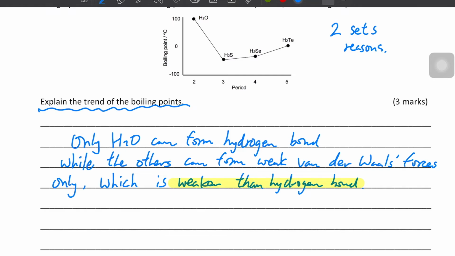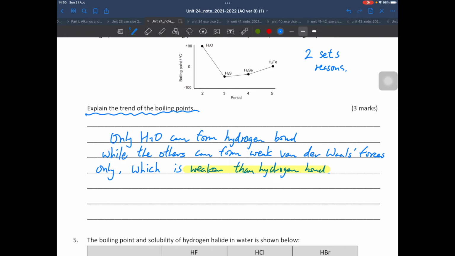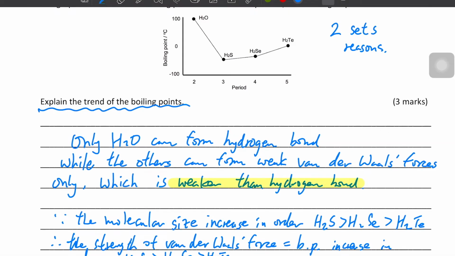And finally, we come to the conclusion that for the rest of them, if they cannot form hydrogen bonds, what depends on the strength of van der Waals force? Yes, it is the molecular size. So we can state the molecular size and how it is related to the strength of van der Waals force. The molecular size increases in this order, so the strength of van der Waals force, or the boiling point, increases in the same order. You need to show that the strength of van der Waals force increases in this order as the third mark.